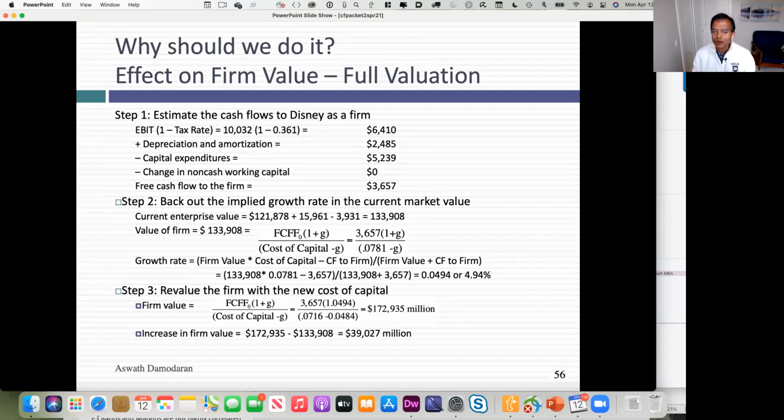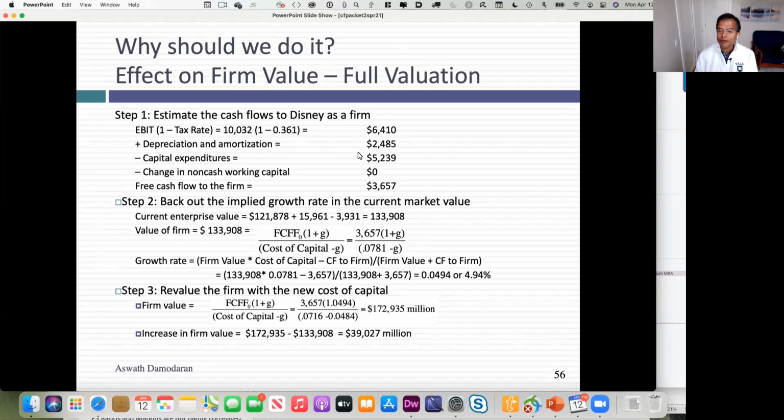So here's what I'm going to try to do. I'm going to try to make it real money. And to do this, I'm going to go back to what I started with at the cost of capital discussion. I said, you can use the cost of capital to value Disney as a company. So I'm going to value Disney as a company using the existing cost of capital first, and then I'm going to revalue Disney with its new cost of capital, and let's see how much its value goes up.